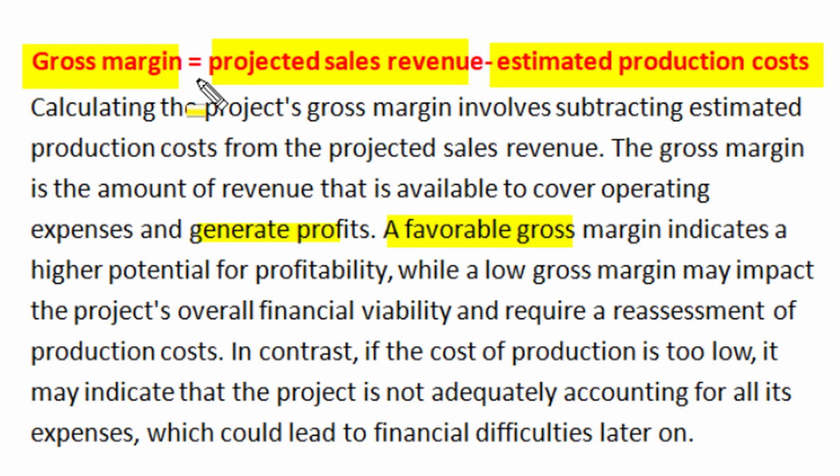project, while a low gross margin may impact the project's overall financial viability, and it will require a reassessment of production cost. If in an estimation, the estimated production cost is too low, it will indicate that this higher gross margin is a false projection, as the project is not adequately accounting for all its expenses, and this would definitely lead to financial difficulties later on when project execution and production activities are going on.